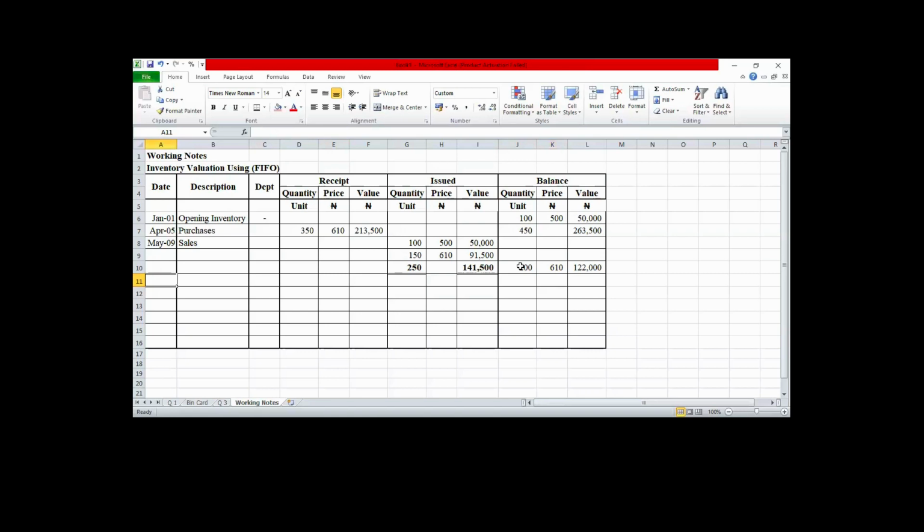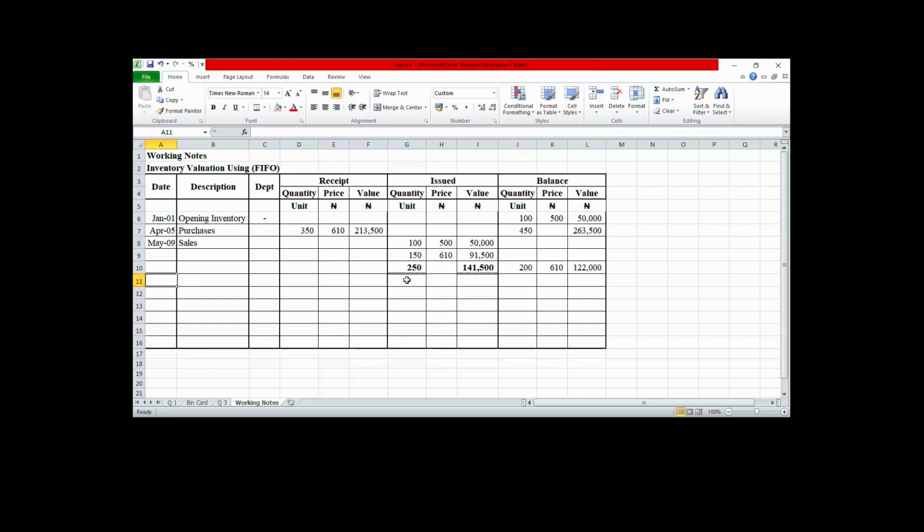What's the next one? It's not clear, sir. That 200 naira you brought down is not clear to me. Okay. Before we issued out 250, we had 450 units. Yes, sir. Out of 450 units, we issue out 250. What is the balance in the store? 200. We minus 250 from 450, and you have 200.